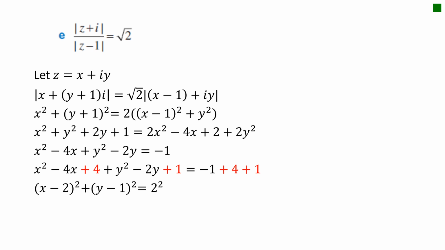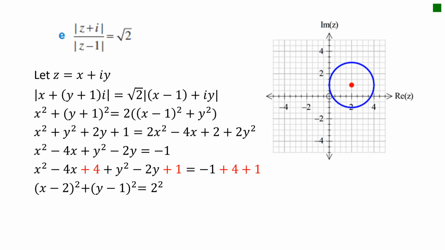That's an easily recognizable form as a circle with center (2, 1) and of radius 2. Interesting, it's not something that you would have naturally thought of from the original expression of the condition on Z.